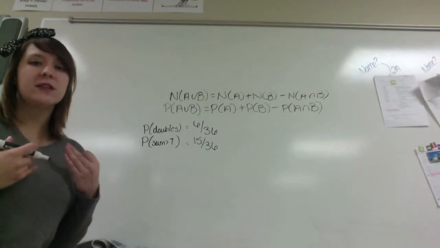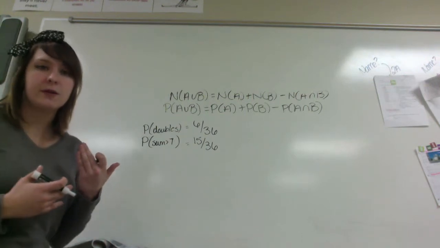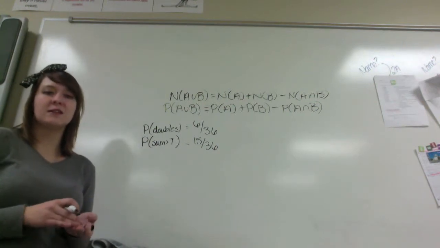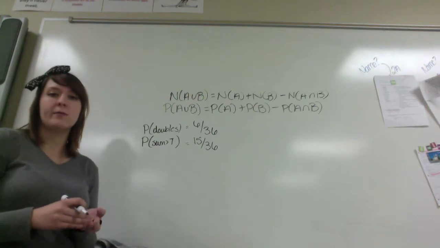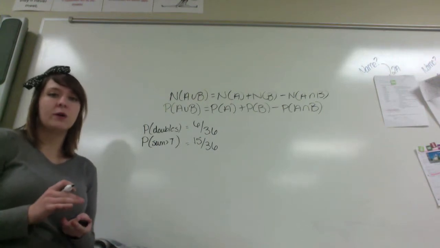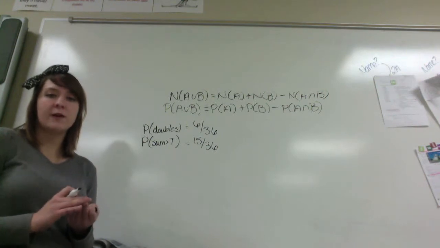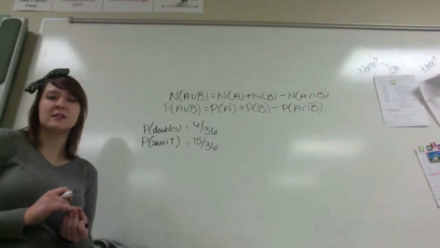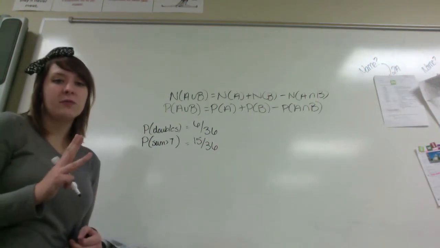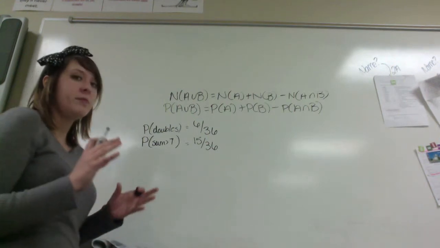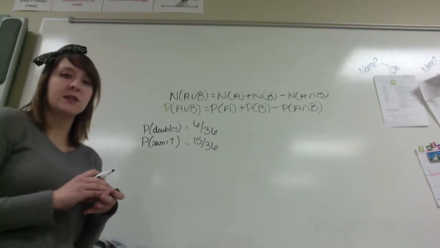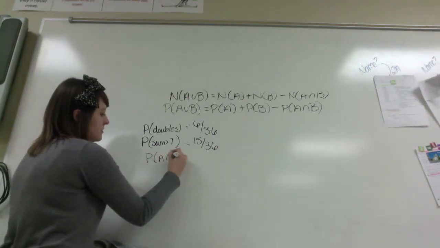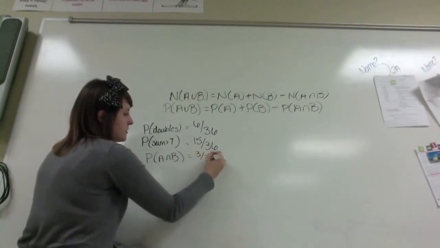So I personally like to start with the smaller set. So I know that the smaller set in this case is going to be my doubles. And I like to think about, is there anything in that set of doubles that would be a sum over 7? And the answer is yes. So if I look at 4 and 4, that would give me a sum of 8. If I look at 5 and 5, that's a sum of 10. And if I look at 6 and 6, that's a sum of 12. So there's 3 elements in common between those sets. So that means that my intersection between these 2 sets is going to be 3 out of 36.